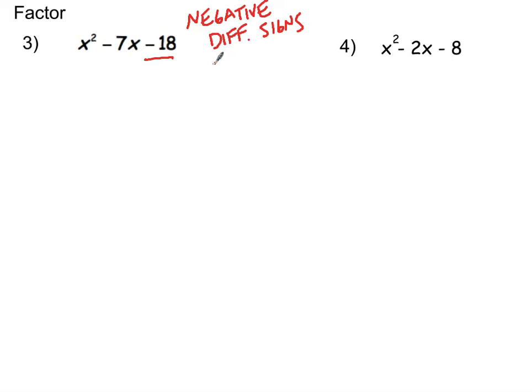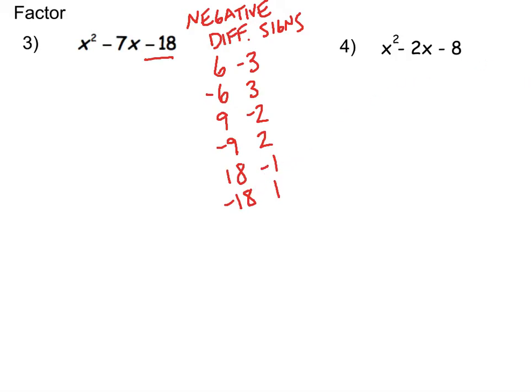So, for example, I could have a 6 and a negative 3. I could have a negative 6 and a positive 3. They have to be different signs in order to multiply to give you a negative number. What else? I could have a 9 and a negative 2, or a negative 9 and a positive 2. I could have an 18 and a negative 1, or a negative 18 and a positive 1. Let's see, anything else multiply to negative 18? Nope, I don't think so.